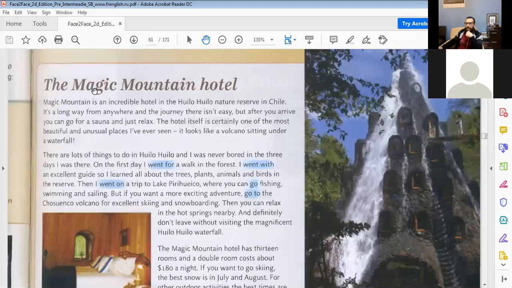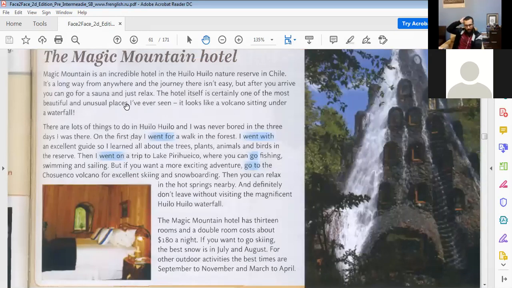Okay, what about the time? When's the best time to visit this hotel, to stay there? What do you think? September to November and from March to April. Okay. But is it the same? Do you go during the same months if you want skiing or if you want sailing, or different months? The best is July and August. For other outdoor activities, the best time is September to November and March to April. Okay. So if you want snow, you should go in July to August. But if you want other activities, maybe September to November and March to April.